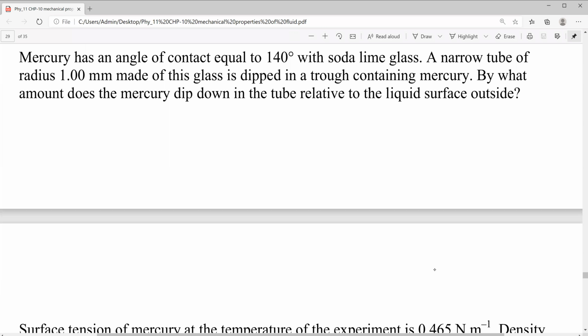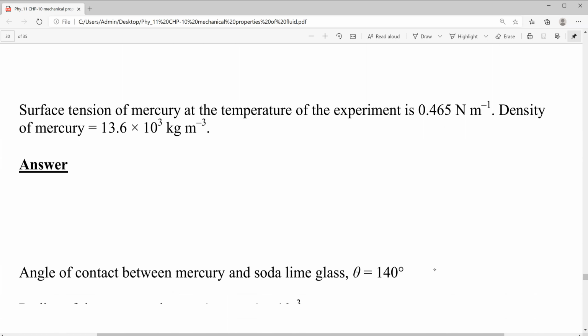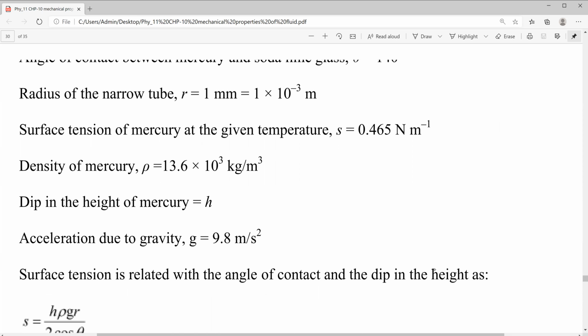Mercury has an angle of contact equal to 140 degrees with soda lime glass. A narrow tube of radius 1 millimeter made of this glass is dipped in a trough containing mercury. By what amount does the mercury dip down in the tube relative to the liquid surface outside? The surface tension of mercury at the temperature of the experiment they have given, that is 0.465 Newton per meter. Density of mercury is 13.6 into 10 to the power of 3 kg per meter cube. And here is the solution for this.